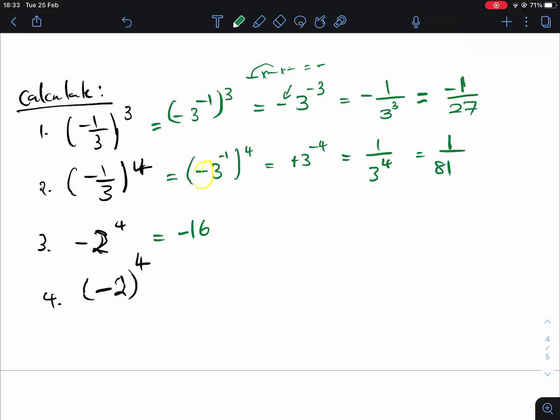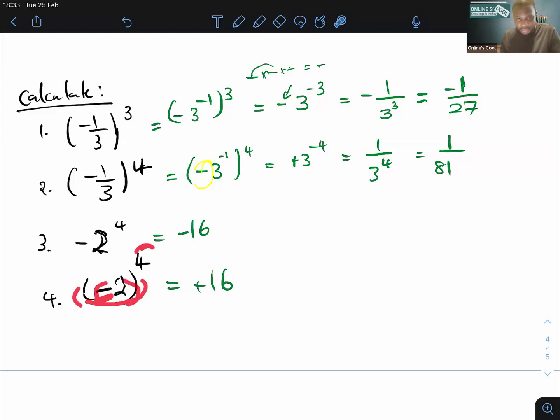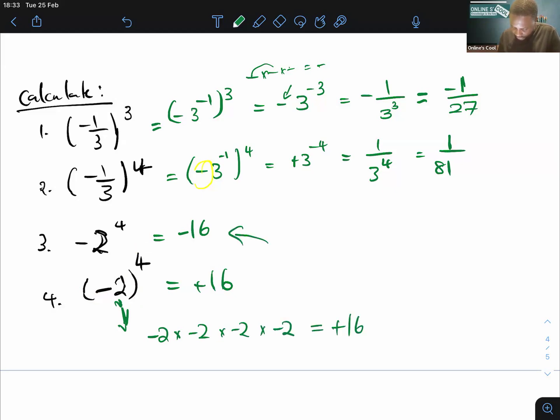All right. And then what is the answer to this one? +16. Here you can multiply because it's all in the bracket. I would write it like this: -2 multiplied by -2 multiplied by -2 multiplied by -2. Then I get positive 16. But for this one, I have to write it like this: -(2 times 2 times 2 times 2), because the 2 is the one that repeats 4 times. Correct?